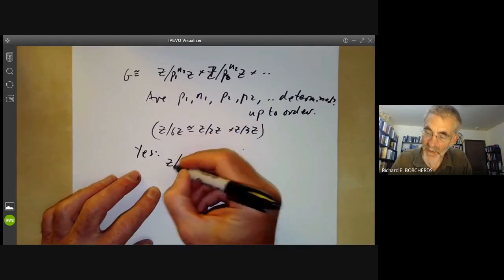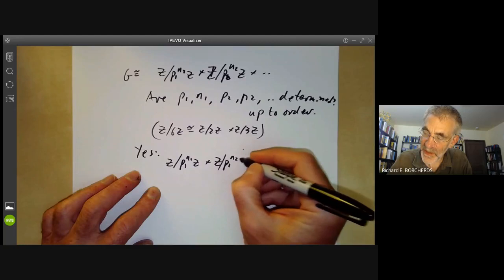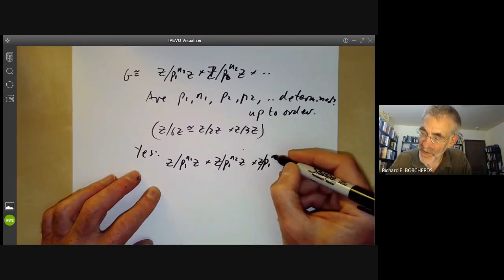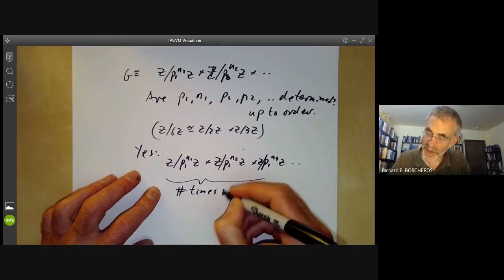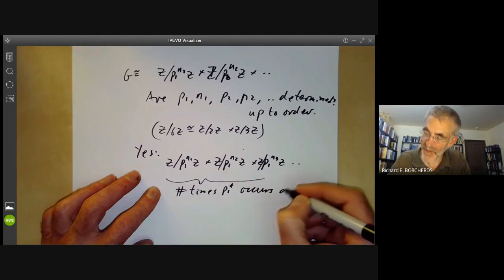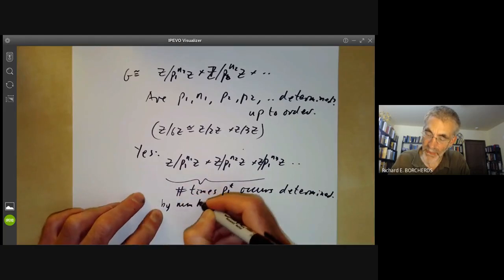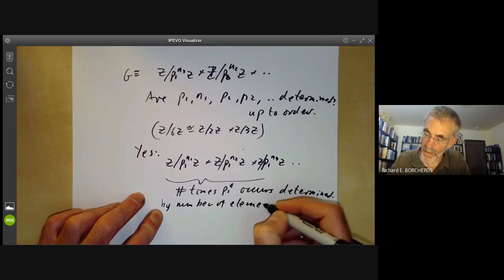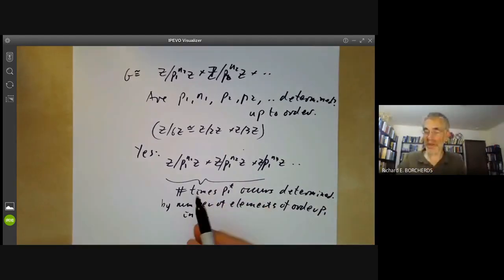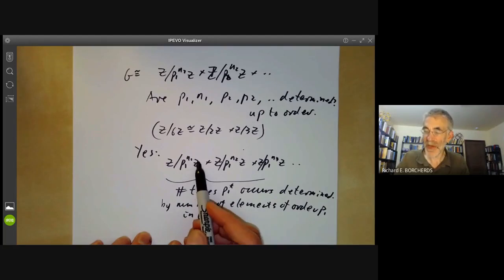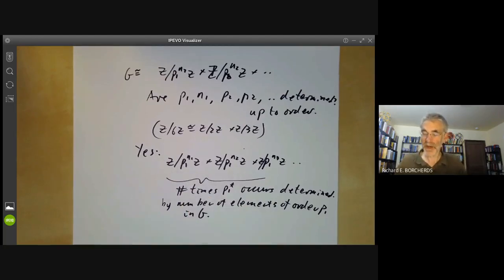If we've got Z over p1 to the n1 Z times Z over p1 to the n2 Z, and so on, times Z over p1 to the n3 Z, and so on. So the number of times p1 to the something occurs is determined. And the reason it's determined is by the number of elements of order p1 in G. You can see the number of elements of order p1 plus 1 is going to be p for this factor times p for this factor times p for this factor. So we know how many times some power of p1 occurs.